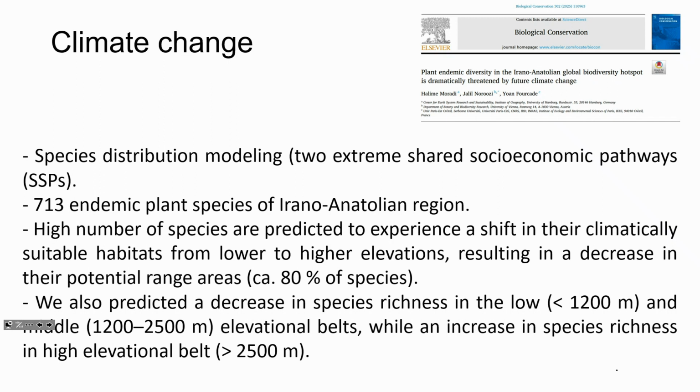And also we categorized species into 3 different elevational zones: lowland, montane, and alpine. And we found that in alpine habitats, the number of species will increase in the future. The reason is that the species from lowlands will move to high elevation. This is, of course, species distribution modeling.